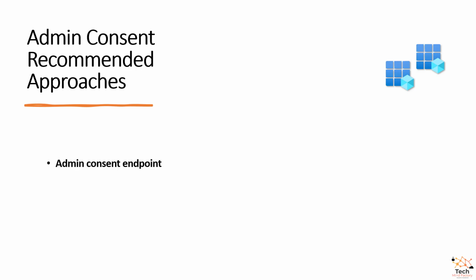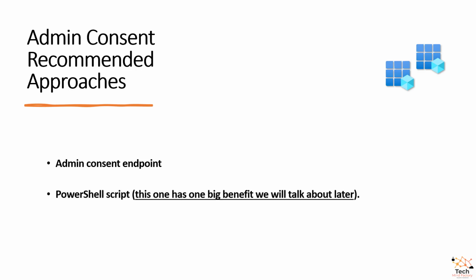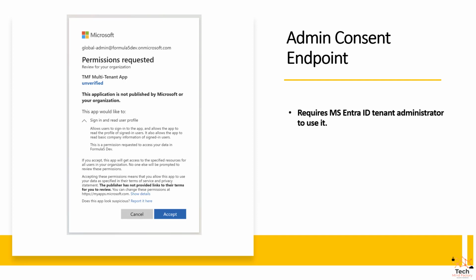So the first one is the admin consent endpoint, which we'll discuss in a minute, and the second one is the PowerShell script. This one has one big benefit we will talk about later. But basically, when you think about admin consent for multi-tenant applications, there are two recommended approaches: the admin consent endpoint and the PowerShell script. So let's start with the admin consent endpoint. This admin consent endpoint obviously requires a Microsoft Entra ID tenant administrator to use it.